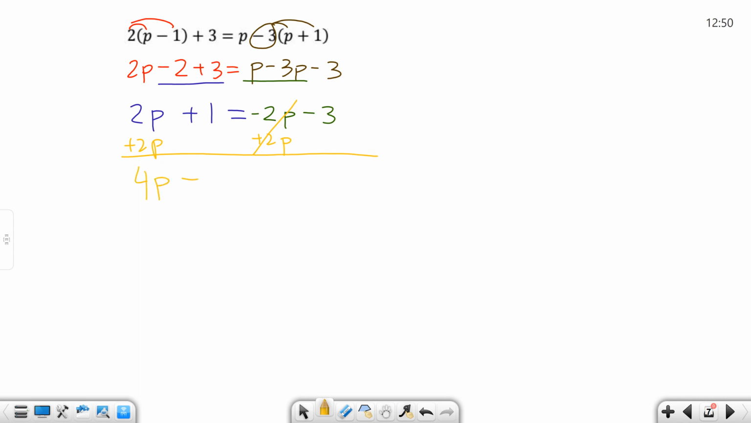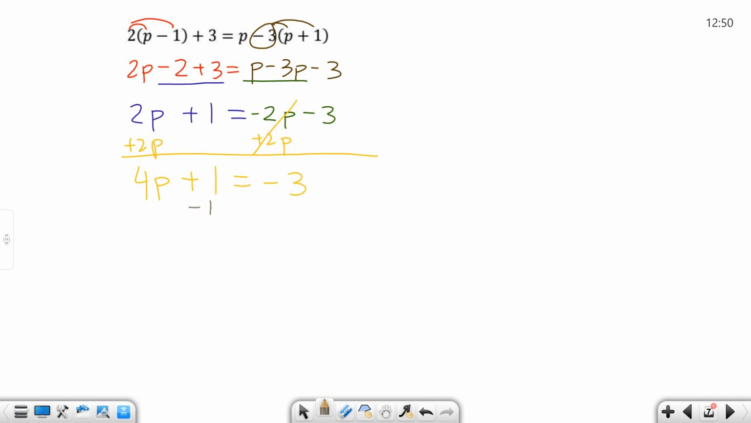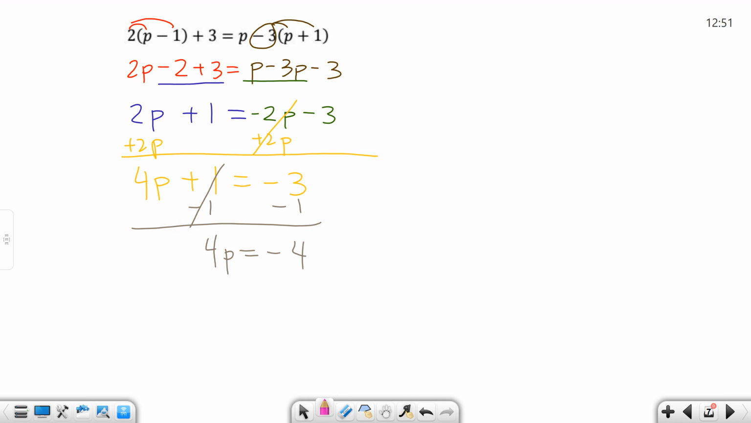So 4p plus 1 equals negative 3. And now the thing by itself is negative 3, so we need to move the 1. We do that by subtracting from both sides. 4p equals negative 4, right? 2 negatives, you add them and keep it negative. And I need to fix my p, it's a little high here. Then I do what? Divide both sides by 4.